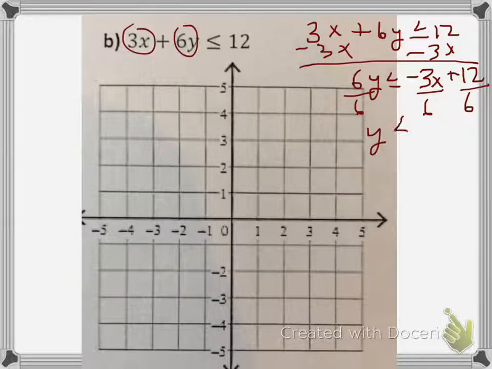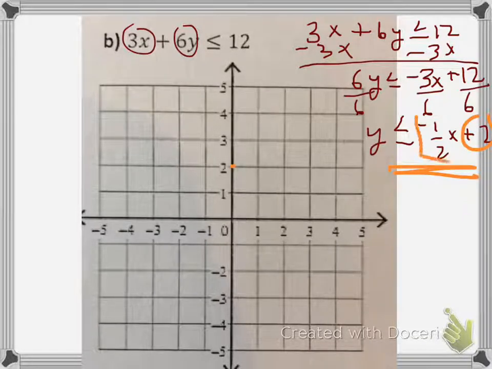I get y is less than or equal to -1/2 x, and then 12 divided by 6 is 2. So this is the equation I'm going to graph, now that it's in the right form. Here's my y-intercept. It says start up at 2, so I'm going to start right there at 2. Then I'm going to follow my slope, which is down 1, right 2. So I go down 1, right 2, and put another dot. Down 1, right 2, put another dot, down 1, right 2.